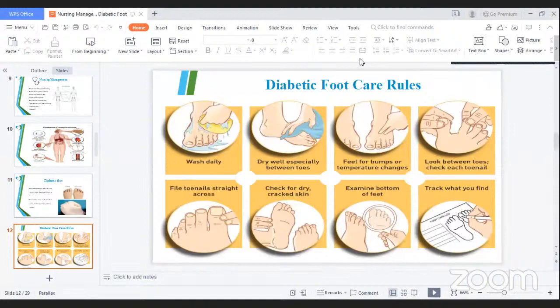Diabetic foot care: what is the basic diabetic foot care? What should I advise the patient if the patient is diagnosed with diabetes? Wash the foot daily, dry it properly with a soft tissue, especially between the toes. Feel for bumps or temperature changes. Check with a mirror, and between the thumbs and the toes. Of course, when cutting the nails, cut them straight. Check and dry cracked skin. Examine the bottom of the feet and track everything.